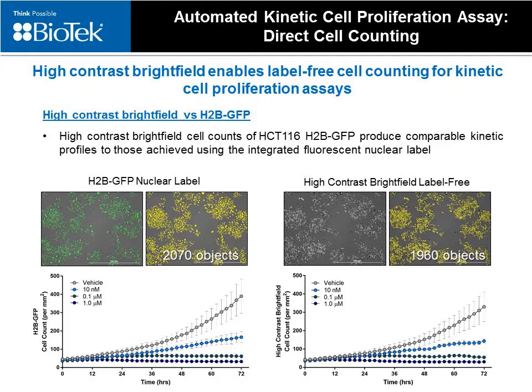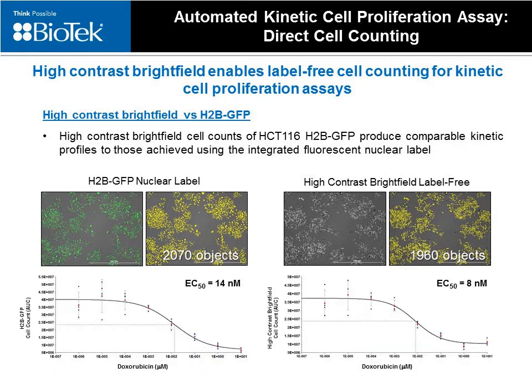Now you'll see the resulting counts using these two techniques were highly similar and generated comparable kinetic profiles. And this is with a cell type that tends to cluster together, which actually makes resolving these individual cells even more difficult than we would see with cell types that tend to distribute themselves more evenly. And even more telling, the dose-response curve and calculated EC50 value generated using this label-free method is effectively the same as those generated from the fluorescent label-based approach.